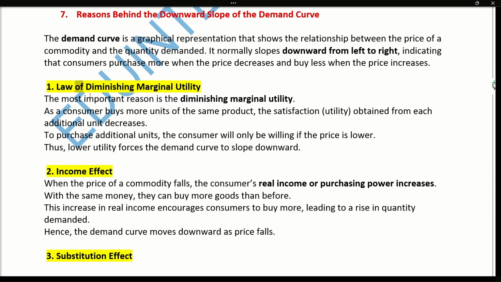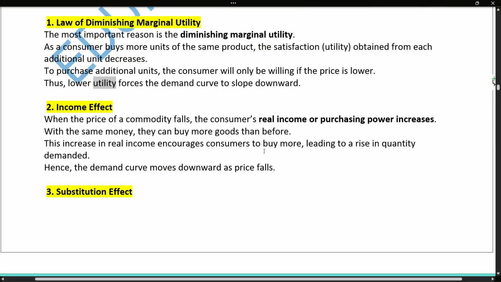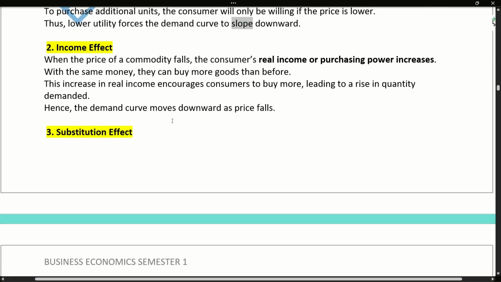1. Law of diminishing marginal utility. The most important reason is the diminishing marginal utility. As a consumer buys more units of the same product, the satisfaction, utility, obtained from each additional unit decreases. To purchase additional units, the consumer will only be willing if the price is lower. Thus, lower utility forces the demand curve to slope downward.